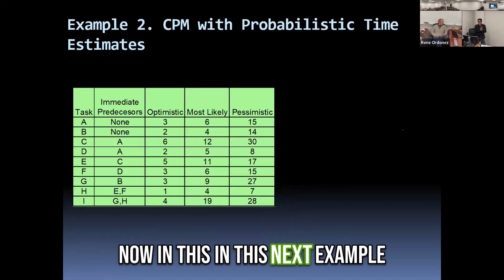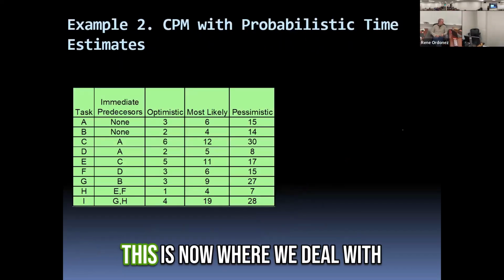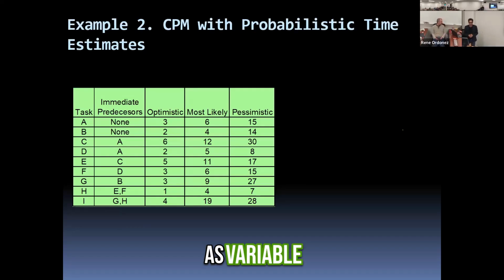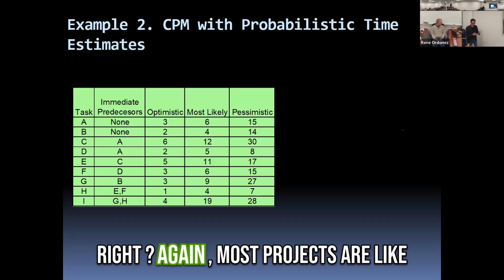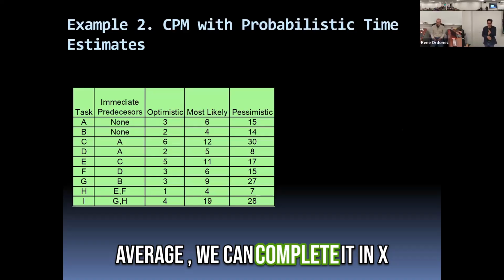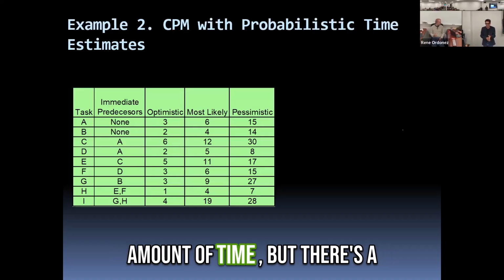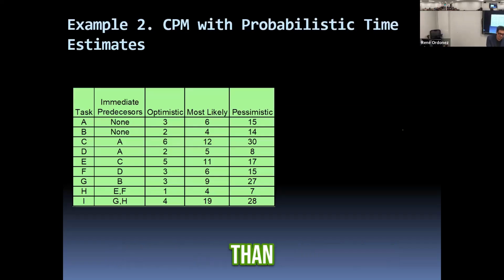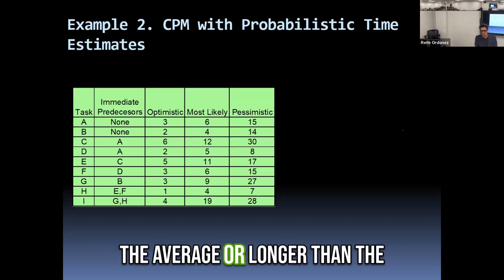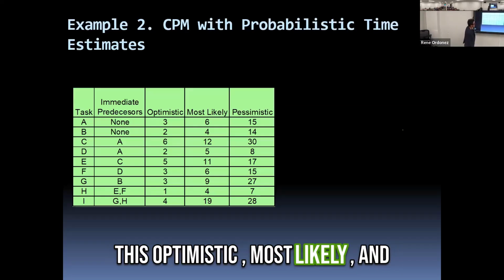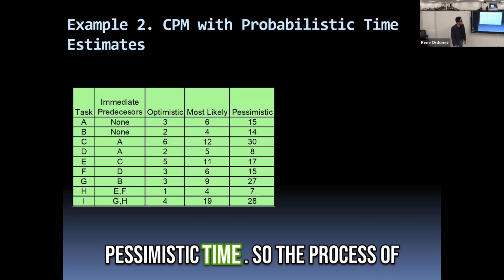Now, in this next example, this is where we deal with activity completion time as variable. Again, most projects are like that. You can simply say, on average, we can complete it in X amount of time, but there's a possibility that it will be shorter than the average or longer than the average. So that's where you have this optimistic, most likely, and pessimistic time.